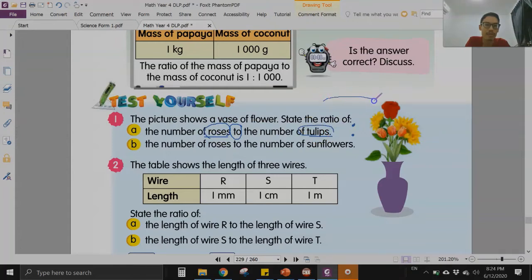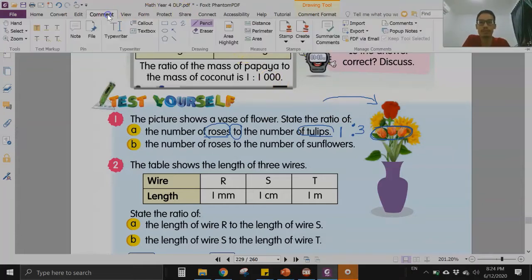So referring to this flower, the roses here, there's only one. So you write 1 for roses. Tulips, there are 3 over here. Can you see 3 tulips here? So we write 3. So the answer is 1 to 3.